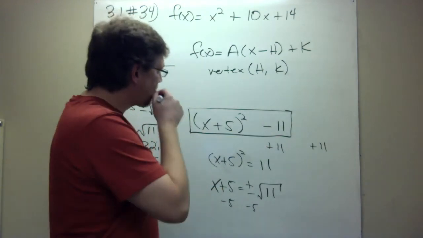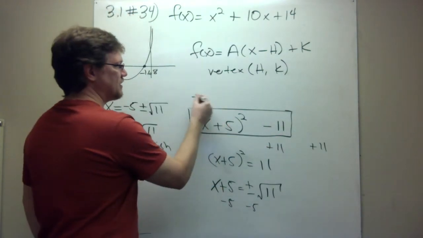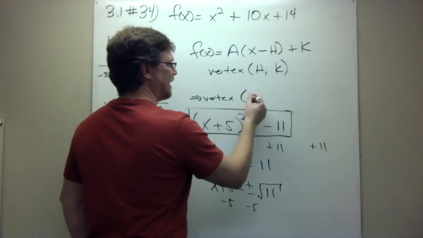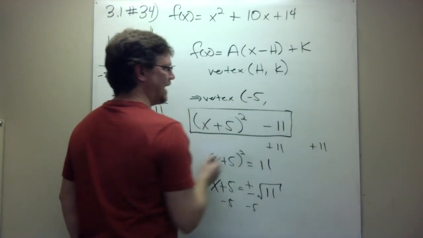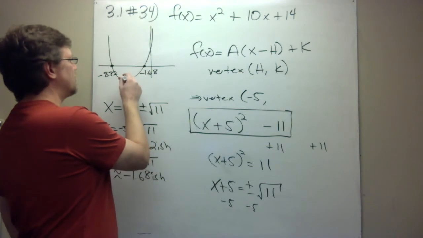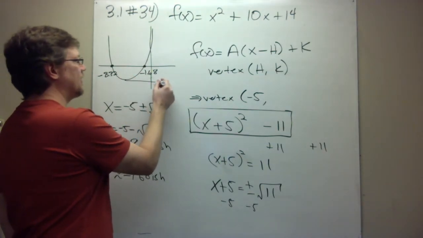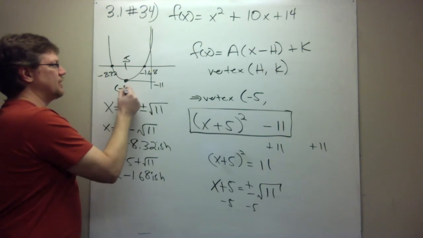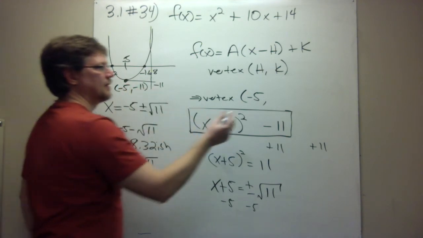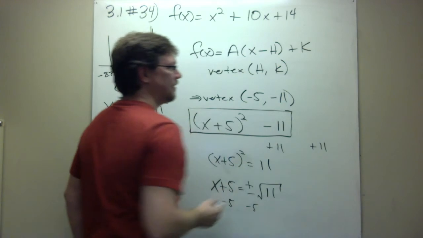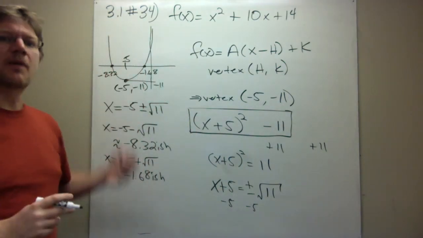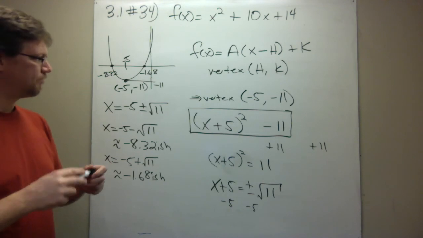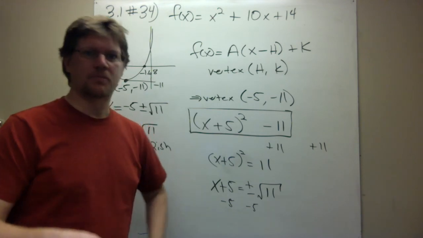So this tells us that the vertex is minus 5 in the x, and it's going to occur down here at negative 11. So this point is going to be negative 5, negative 11. And that's going to be your vertex. Since it's an up-opening quadratic, this is going to be a minimum. And that's the important information.